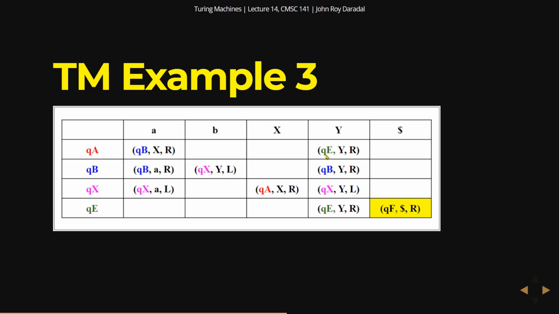So you're supposed to look for the end of the string, and if you see Y's along the way, just ignore them. And once you see the end, then that's when you transition to QF. Okay, so let me show you an example.